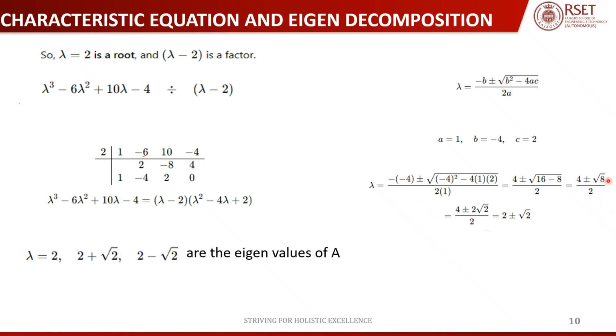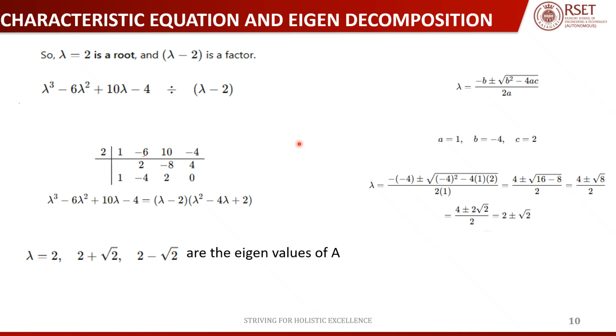Root 8 can also be written as, you can take the 4 outside, so it will be 2 root 2. Yes, it is 2 root 2, and then cancel this 2. 4 divided by 2 is 2, and then this 2 will be cancelled, so this will basically be 2 plus or minus root 2, which means we have the roots. One value of lambda was equal to 2, and the other two values are 2 plus root 2 and 2 minus root 2. They are the eigenvalues of A.